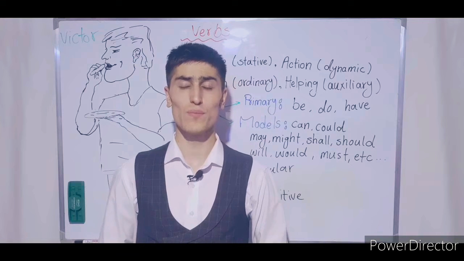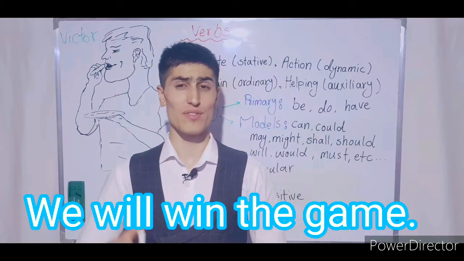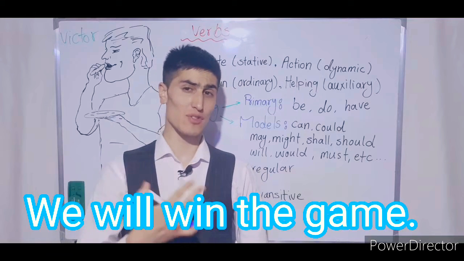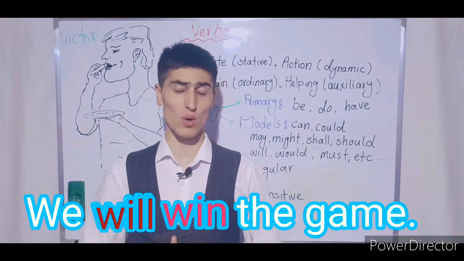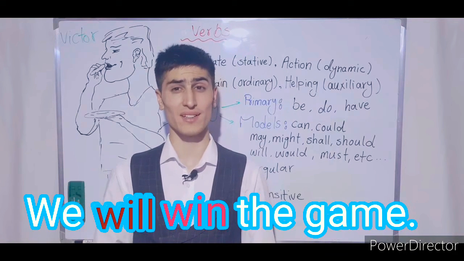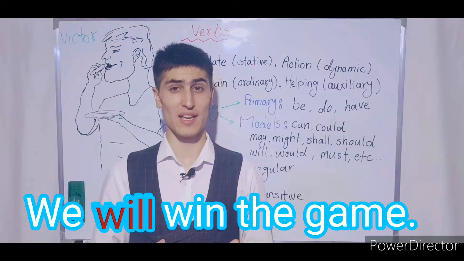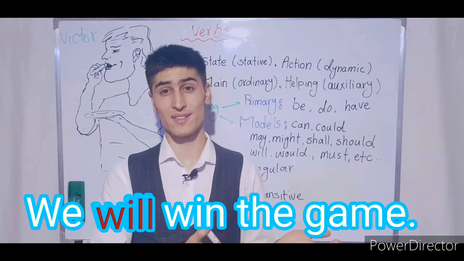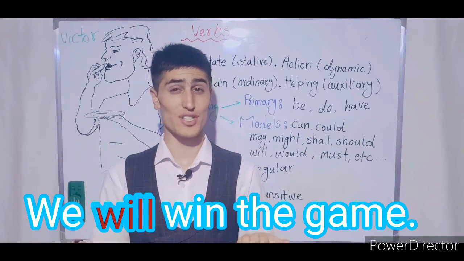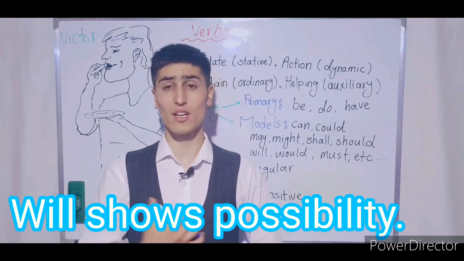Or another example, we will win the game. So in this example, you can see that we have two verbs. One is will and the other is win. So which one is the auxiliary verb, do you think? Will is the auxiliary verb and it is a modal verb. The main verb of the sentence is win. So will shows possibility that we will win the game.